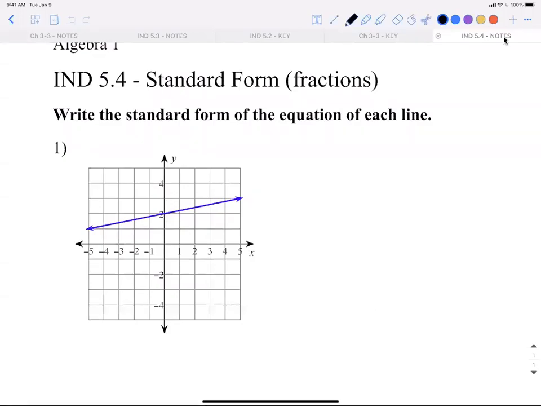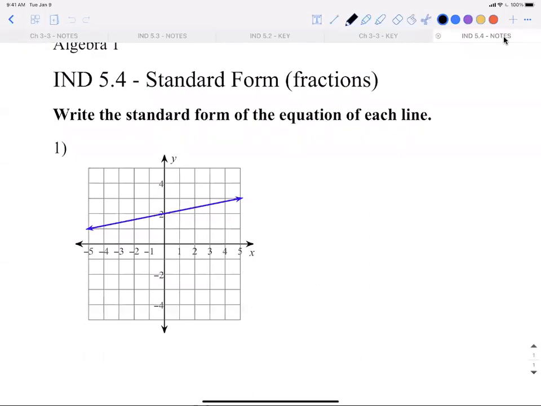Indicator 5-4 is going to be much like yesterday, standard form. The only difference is today we're going to introduce fractions into the equation. And since the rule, like we learned yesterday, is no negatives, no fractions, today, since there will be fractions in there, we need to get rid of them. And you guys already know how to do that. So I think this will be pretty easy. And like I said, we're only going to do 3 examples unless you guys feel like you need more.